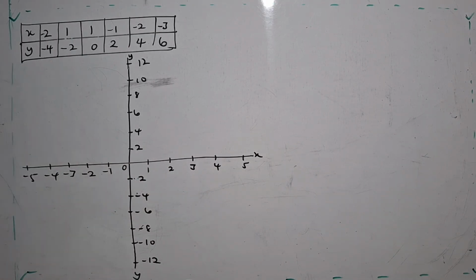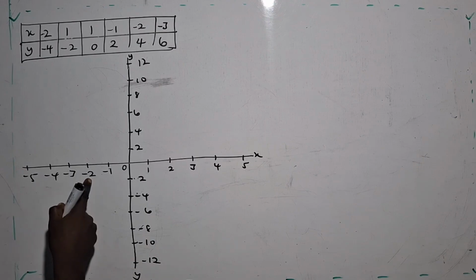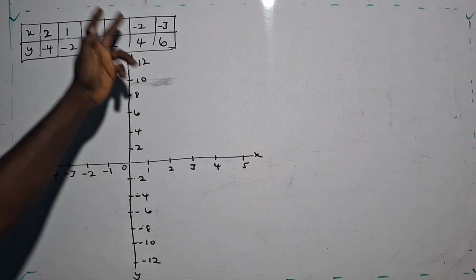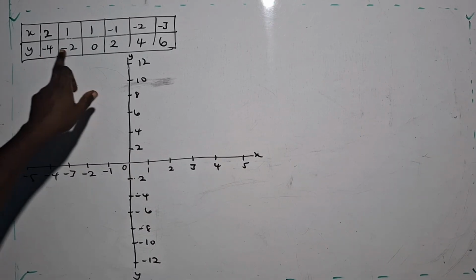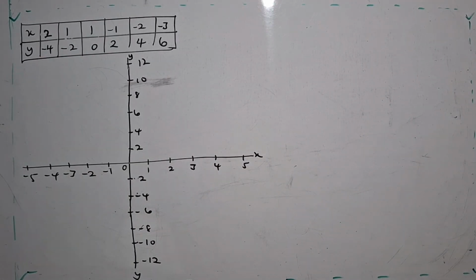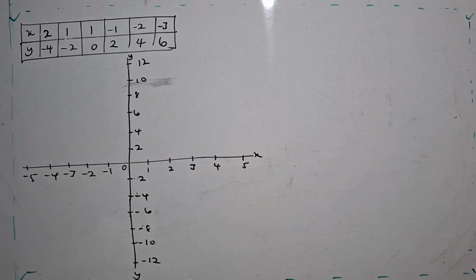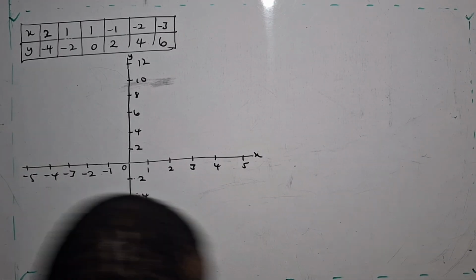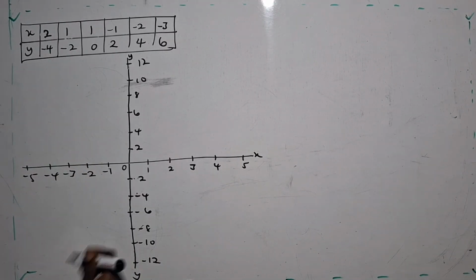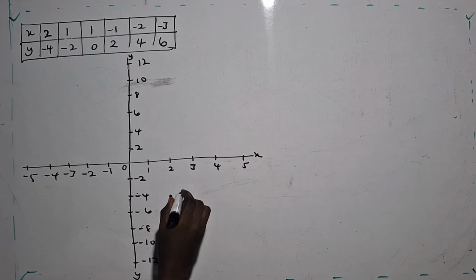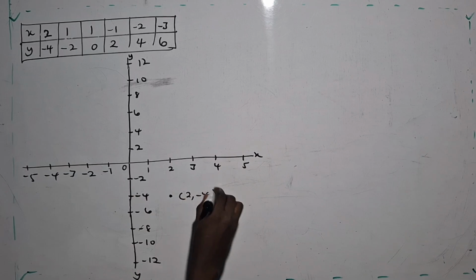So -2, -4. So -2 on the x, then negative on the y. On the board, the x-axis we have 2, 1, -1, -2, -3. Then we have -4, -2, 0, 2, 4, 6 on the y-axis with a scale of 2 centimeters to 2 units on the y-axis, 2 centimeters to 1 unit on the x-axis. So the first one, they are saying we should plot +2 and -4. +2 on the x is here, then -4 on the y is here. So we have +2, -4.